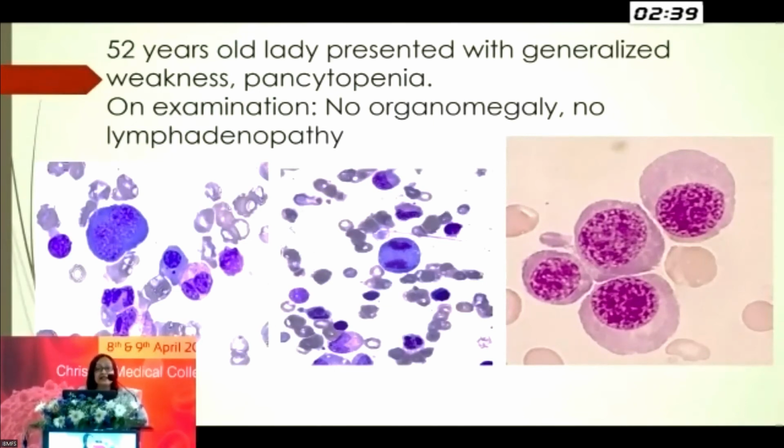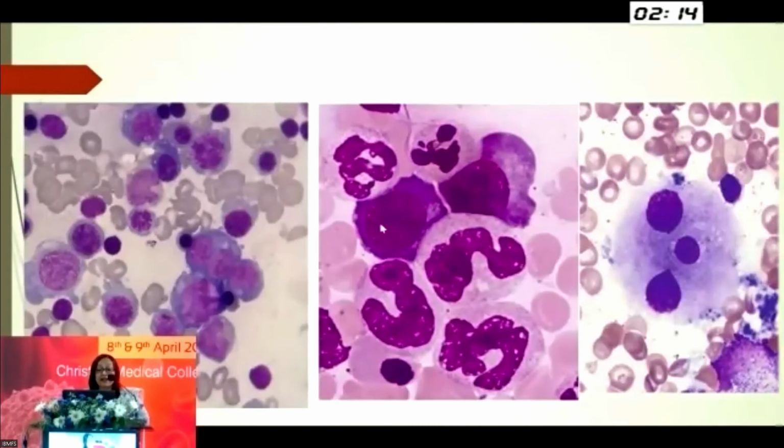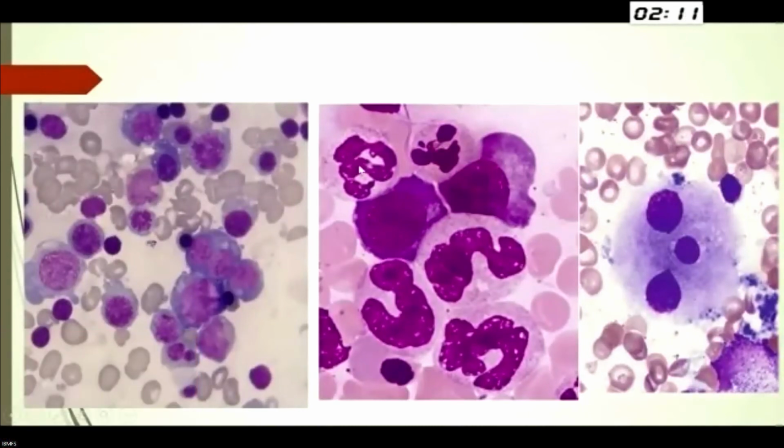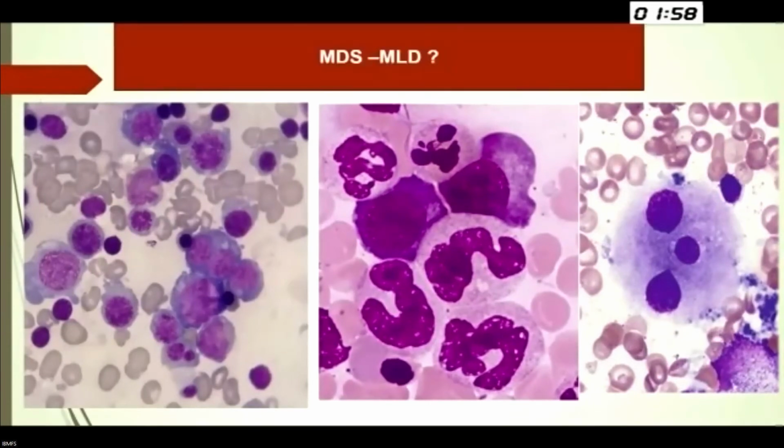Looking at another case, this is a 52-year-old lady who presented with generalized weakness and pancytopenia. On examination, there was no organomegaly and no lymphadenopathy. The bone marrow examination showed dyserythropoiesis with binucleate erythroid, a separated nuclear lobe, abnormal mitosis, and megaloblastoid maturation. Seeing further fields, again, there was dyserythropoiesis, abnormal nuclear segmentation of the granulocytes, and a megakaryocyte with separated nuclei. So all the 3 lineages were showing significant dysplasia. So possibly a diagnosis of MDS with multilineage dysplasia.